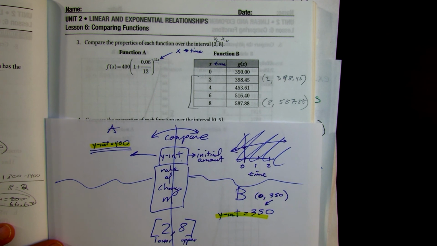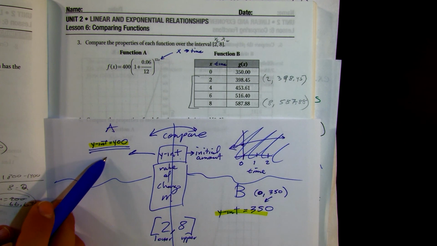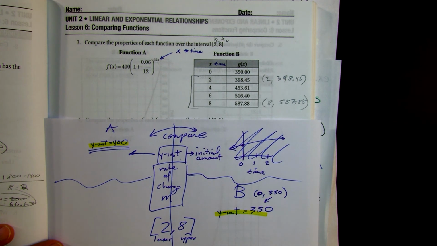All right, so we have our two y-intercepts. I can already see that function A starts with a higher value. It starts at 400. So now we just have to look at the slope. Now, let me think of the easiest way to do this.